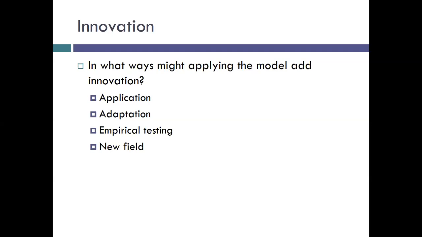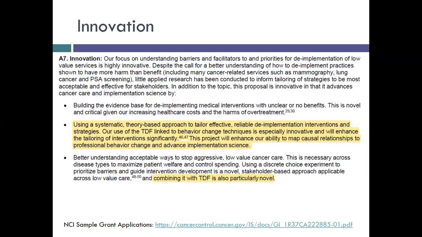We can see this carry through in the example from earlier, where the proposal highlights the potential for advancing implementation science, which is added by use of the Theoretical Domains Framework to link behavior change techniques. This allows for us to map causal relationships to professional behavior change, advancing D&I science.